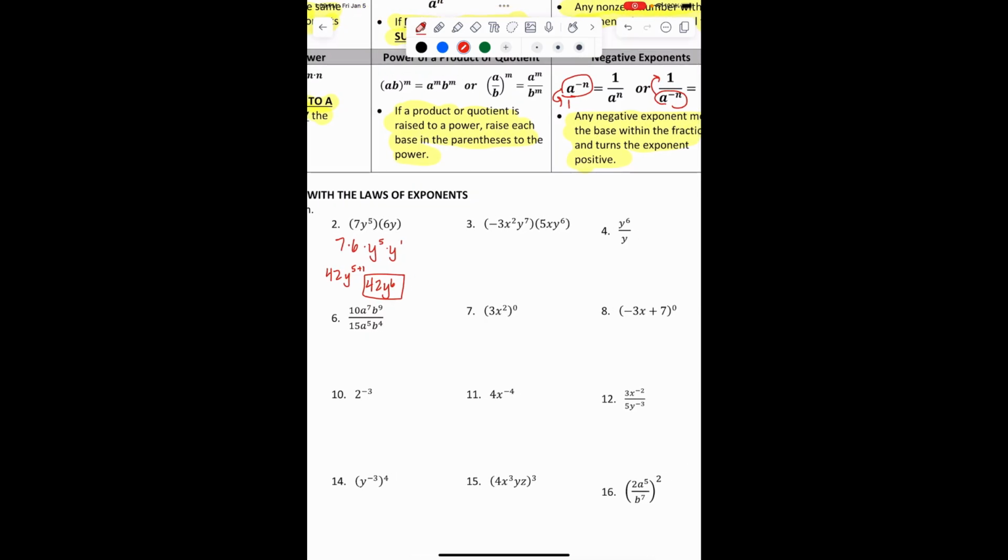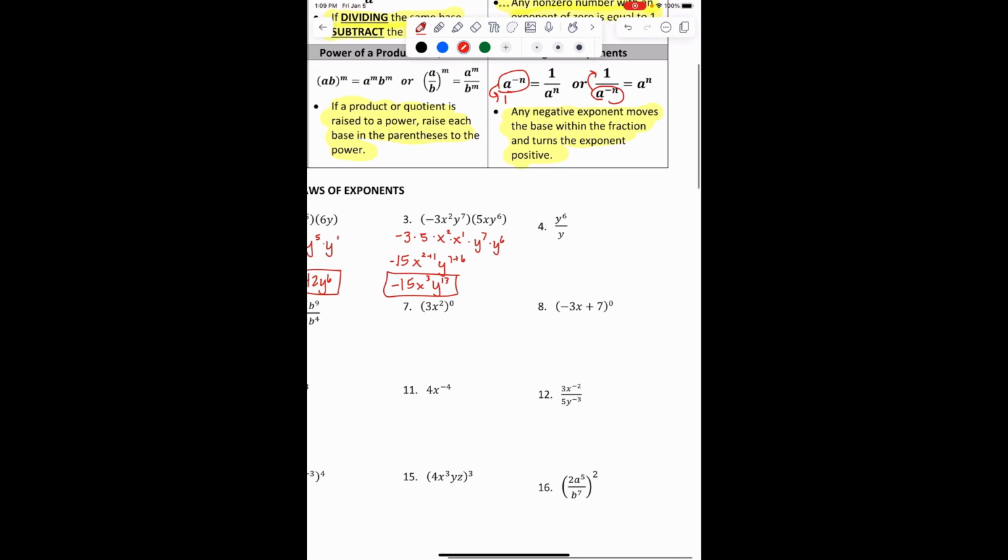Number 3, same thing. All this stuff's being multiplied together. So we're going to go negative 3 times 5 times x squared times x to the 1st, times y to the 7th times y to the 6th. Negative 3 times 5 is negative 15. And then we're going to add those exponents because everything's being multiplied together. So negative 15x to the 3rd, y to the, 7 plus 6 is 13.